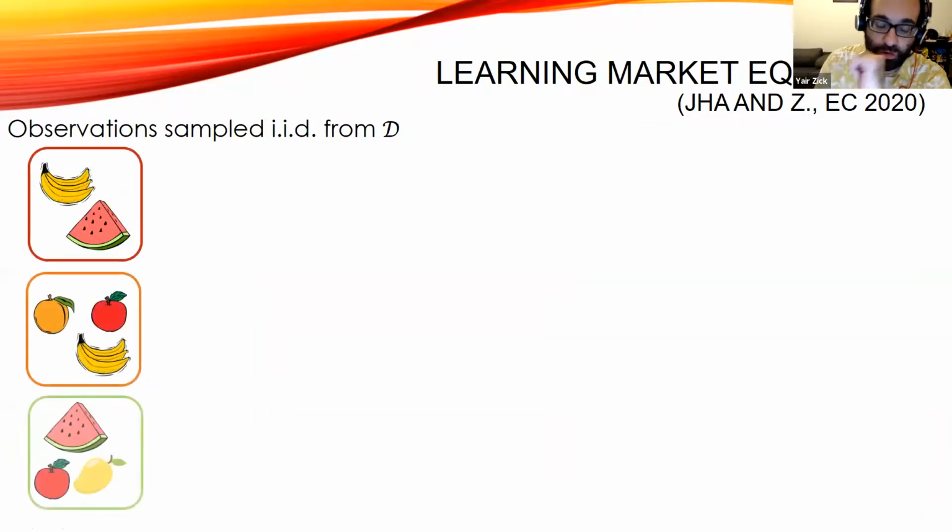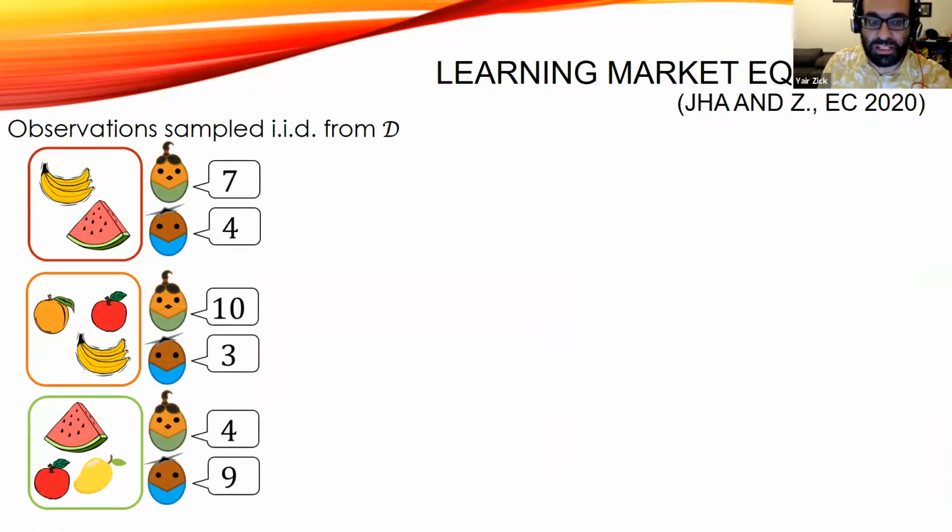Let me just show you a few examples. It applies to market equilibria. Here the observations are of goods. You have a bunch of food, and what you observe is how people value these goods. This person thinks that this set of goods is worth 7, and this person thinks that they're worth 4, and so on and so forth.